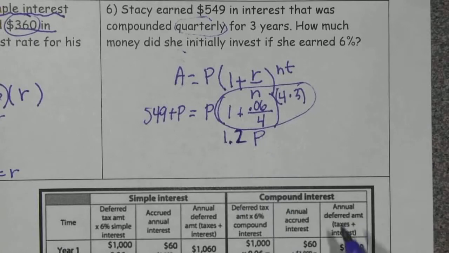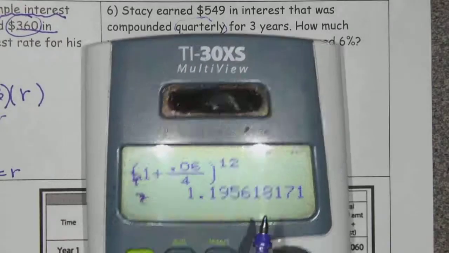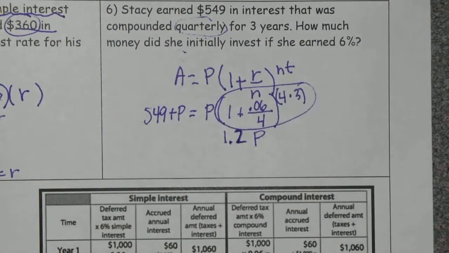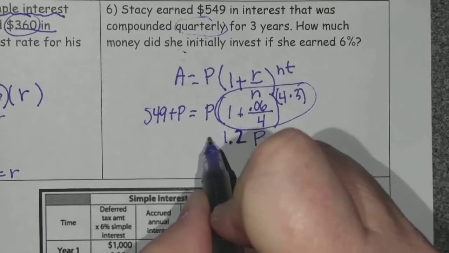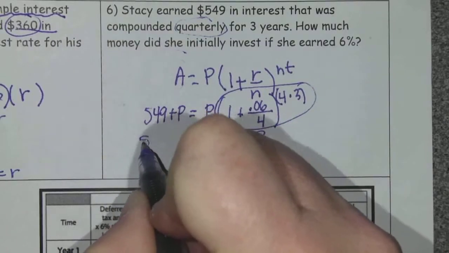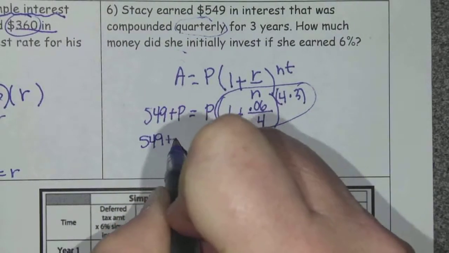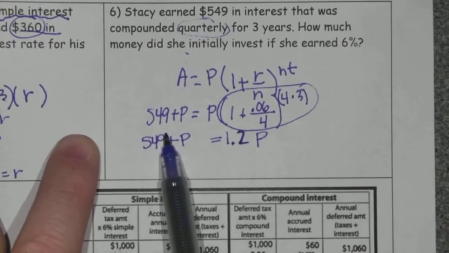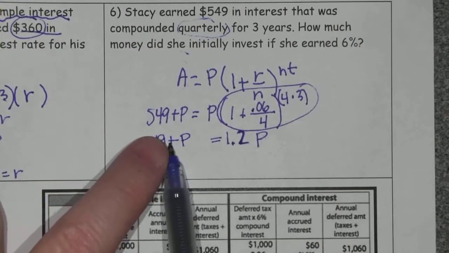Okay. So on my calculator, I got 1.1956. So I rounded that to 1.2. Did anybody else still get that? Sure. You're like, just hurry up and do the math, Mrs. Clark, right? To solve this, I have to get all the P's on one side together.